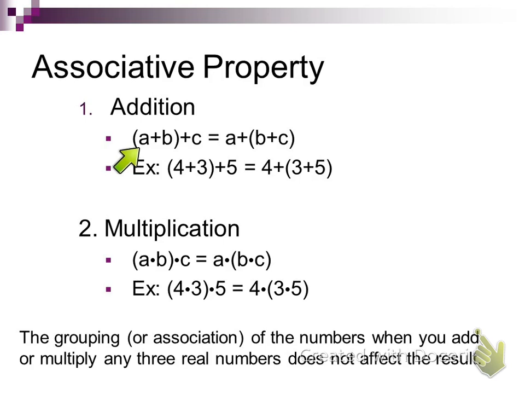That usually matters unless it's all addition or all multiplication, then it doesn't matter. So you could do 4 plus 3, then add the 5, or you could do 3 plus 5, then add the 4. It doesn't matter. You'll get the same thing. Multiplication works in the same way, okay? So anytime you're moving the parentheses around, that's the associative property.